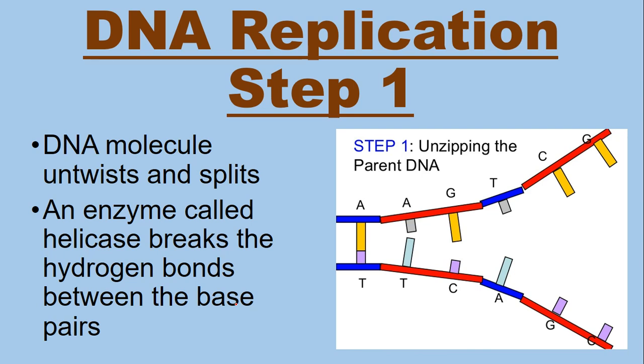DNA replication, step 1. Remember, it's a twisted ladder, a double helix. What first happens is that it untwists. And this enzyme called helicase comes in, and it's like a pair of scissors, and it snips the hydrogen bonds between the bases. So the DNA starts to split into two sides.